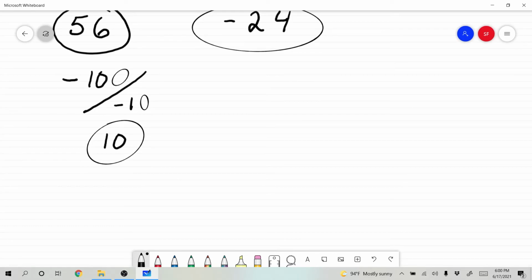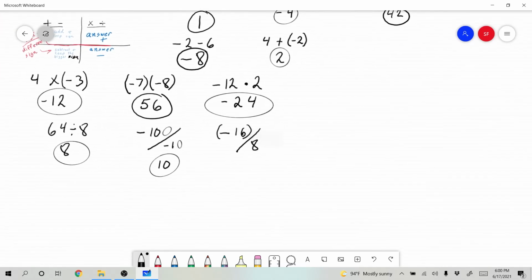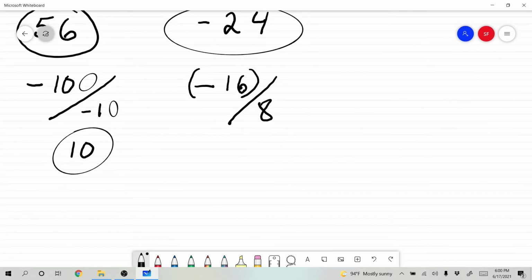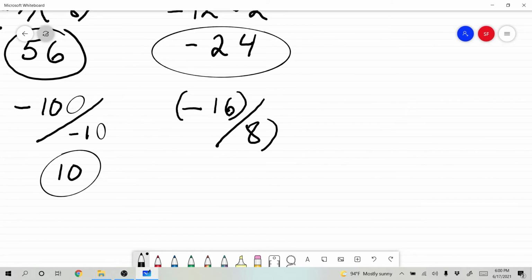Uno mas. One more. Negative 16. Let's put it in parentheses just because we can. Over 8, in parentheses because we can. Sometimes you'll see that. 16 divided by 8 is what? 16 divided by 8 is 2. Different signs, so the sign is negative. Blammo.